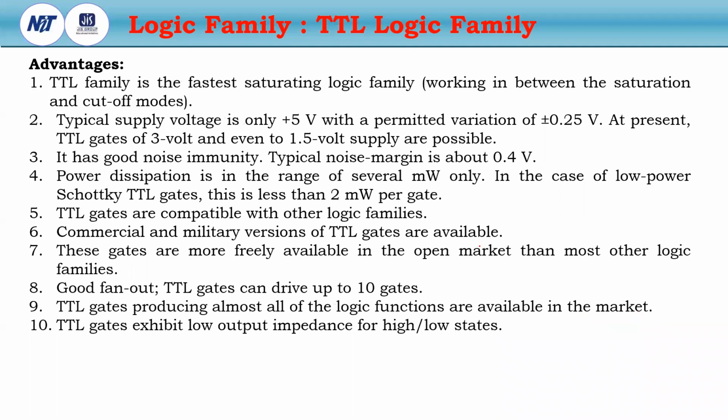So now there are some advantages of the TTL family. The TTL family is a very fast saturation logic family. The typical supply voltage is only 5 volts, with a permitted variation of plus or minus 0.25 volt. At present, TTL gates with 3 volt and even 1.5 volt supply voltages are possible. It has good noise immunity. The noise margin is approximately 0.4 volt. The power dissipation is in the range of only several milliwatts.